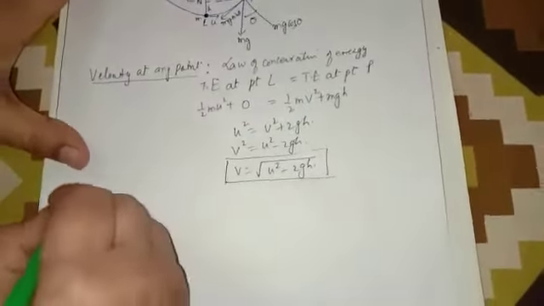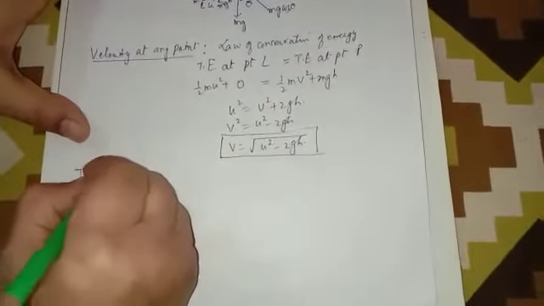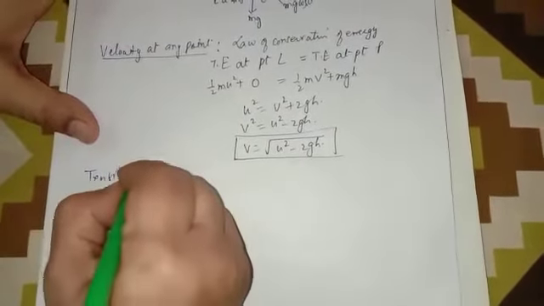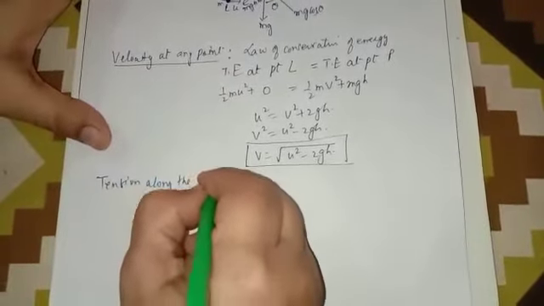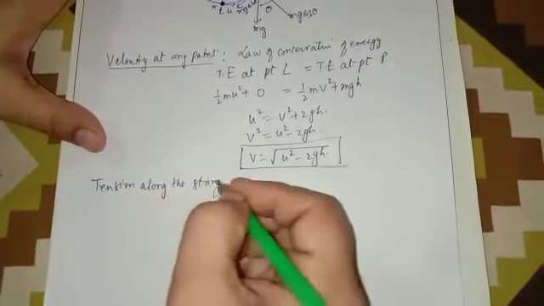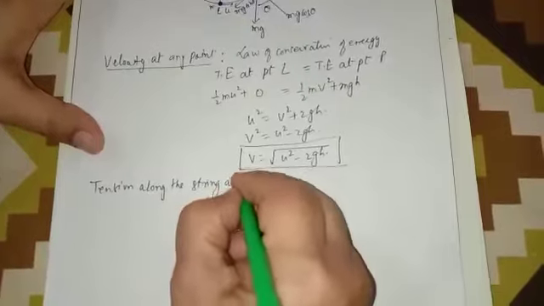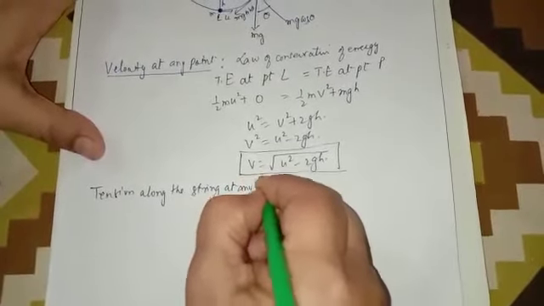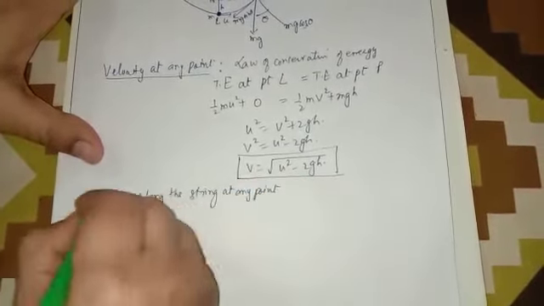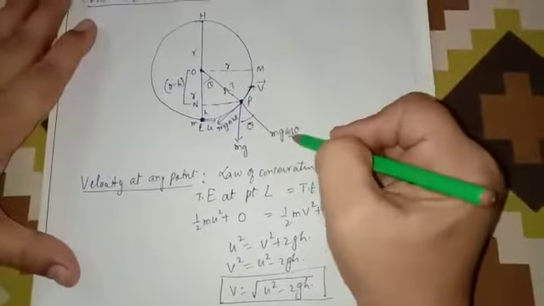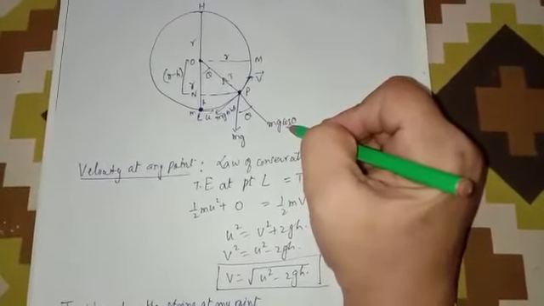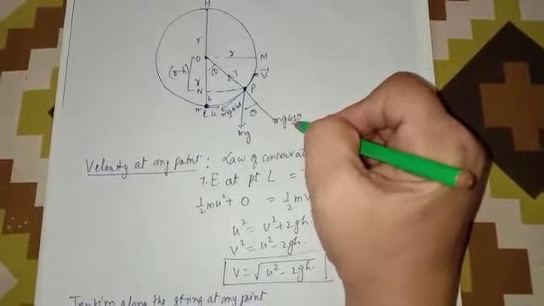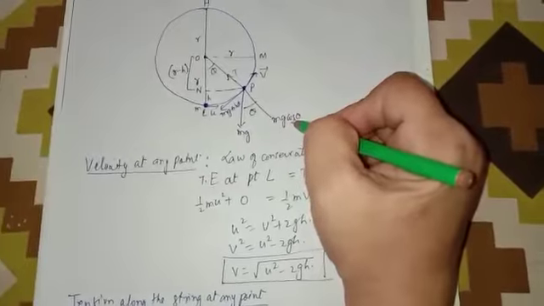Another thing is the equation of the tension. Tension along the string, which helps the body to move in a vertical circle at any point. Right? So let's say I reach the point P. This is the tension T, this is mg cos theta. Mg cos theta is a rectangular component, and rectangular components are always less than the given force. So mg cos theta is less.